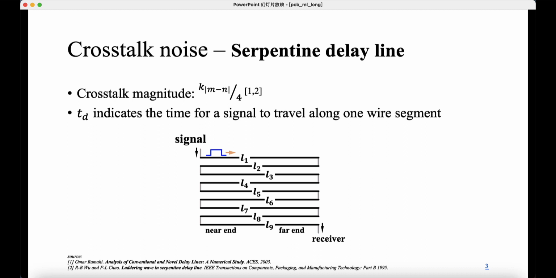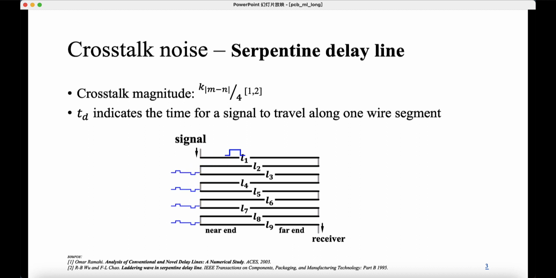Suppose that at time 0, the main signal appears at the near end of L1. Due to the electromagnetic coupling, the signal simultaneously induces crosstalk noise in all other segments. Omitting the noise propagating toward the source, we focus on the leftward propagating crosstalk at the near ends of L2, L4, L6, and L8, which are pulses with a 2Td width and K1/4, K3/4, K5/4, and K7/4 voltage respectively.